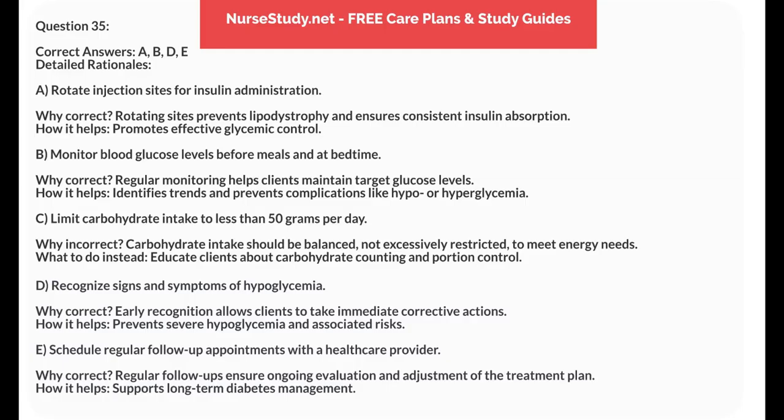Detailed rationales. A. Rotate injection sites for insulin administration. Why correct? Rotating sites prevents lipodystrophy and ensures consistent insulin absorption. How it helps: promotes effective glycemic control.